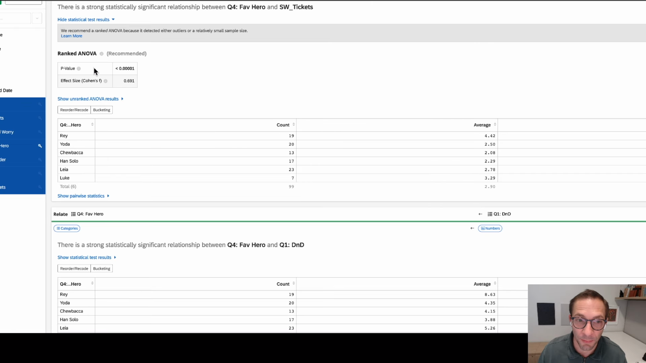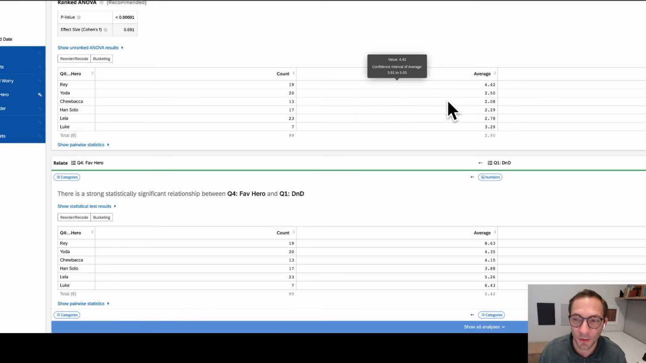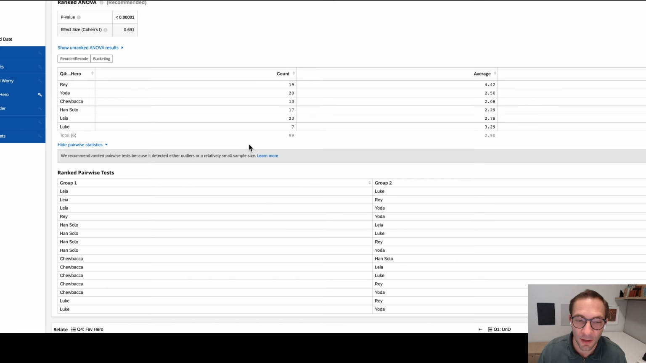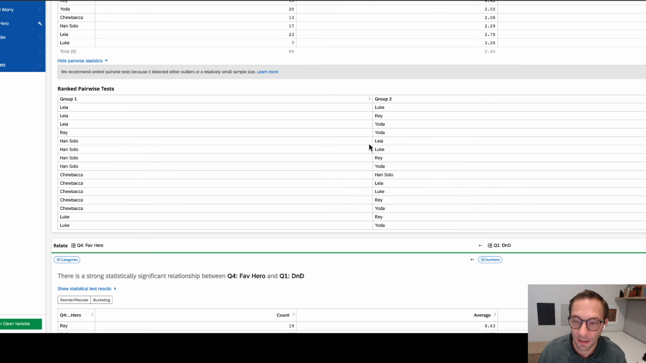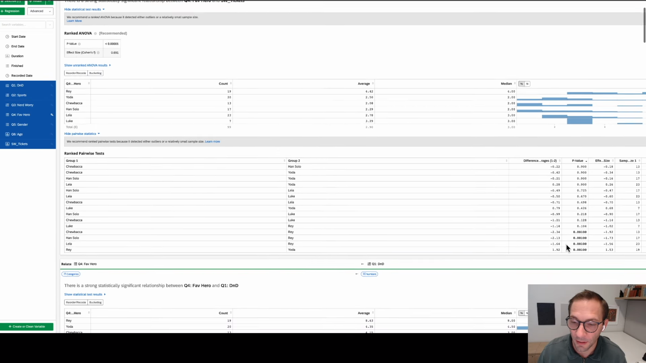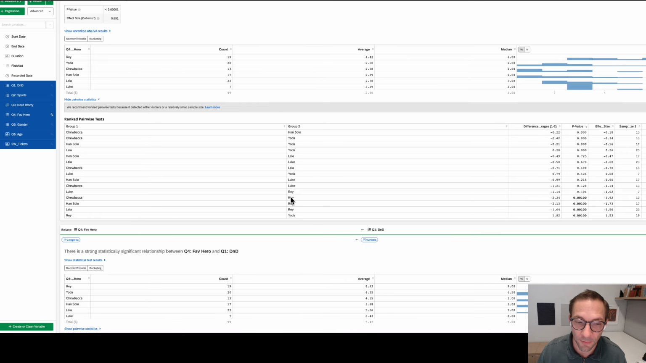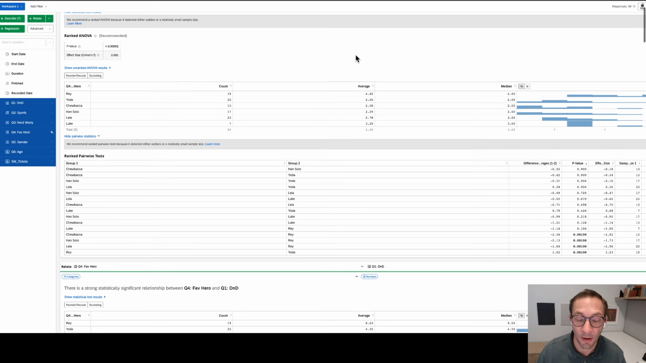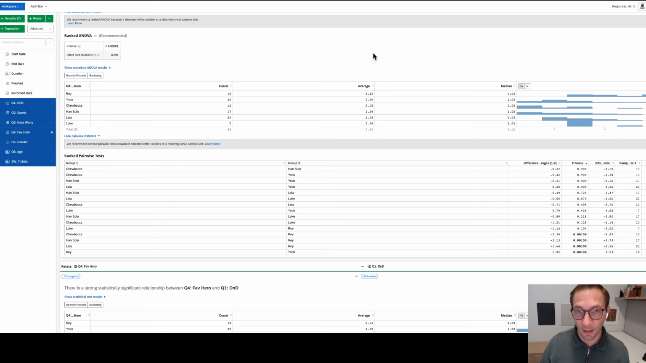We see just because this is a significant p-value doesn't mean that these all significantly differ. If you can remember which ones stood out, which ones significantly differed, we see here that Ray, if I look here at the p-values, Ray significantly differed from Chewbacca, Han Solo, Leia, and Yoda, but did not significantly differ from Luke. So Ray fans had more tickets purchased than any other fan base except for the Luke fan base.